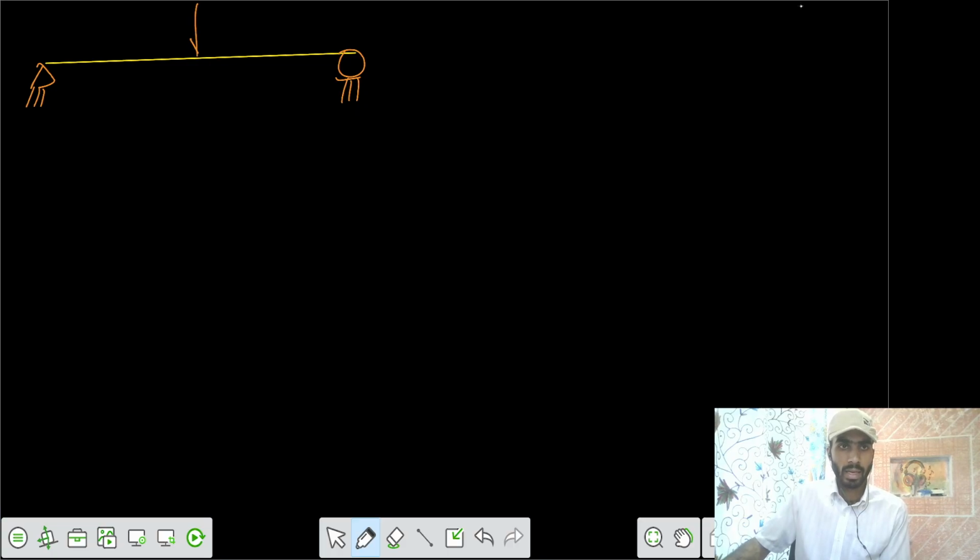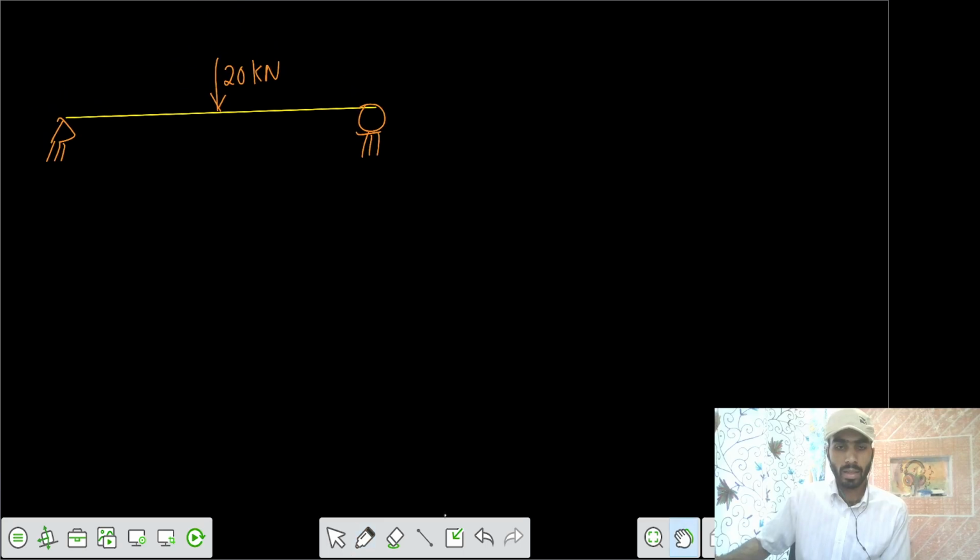You are applying a point load at mid span. Say this is P, 20 kilonewton, and you want to find the deflection at this point. We call it point C. This is 3 meter, this is 3 meter, and this is 6 meter. So you are applying the load at the mid span. Your deflection profile would be somewhat like this, say ABC, and this point is your point D.